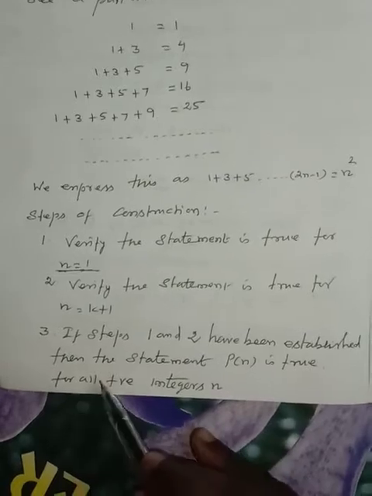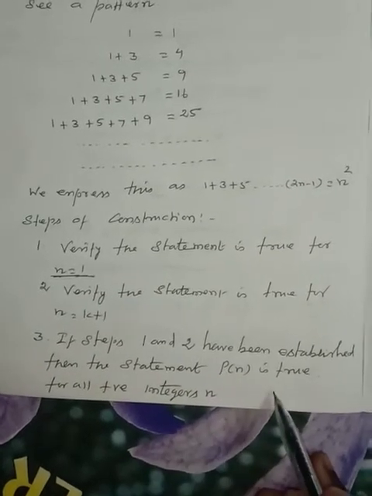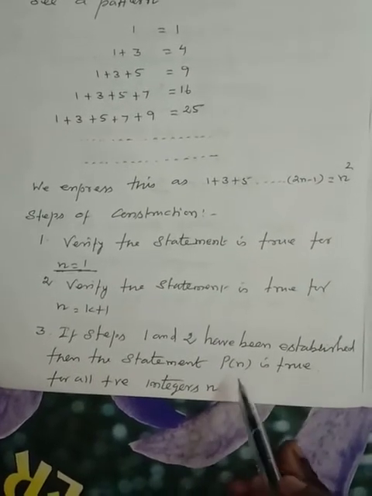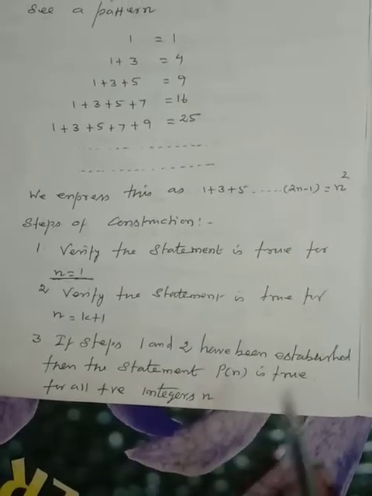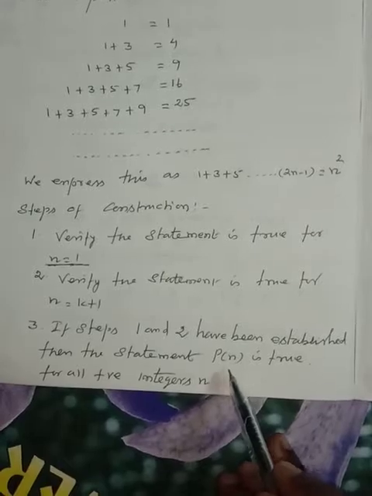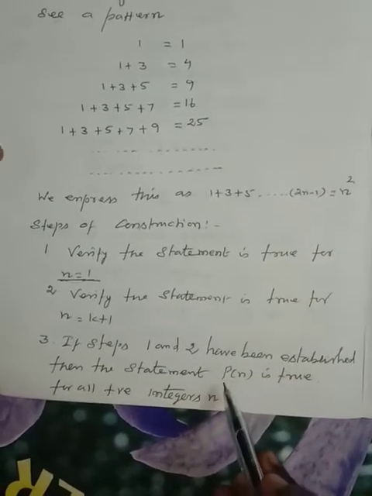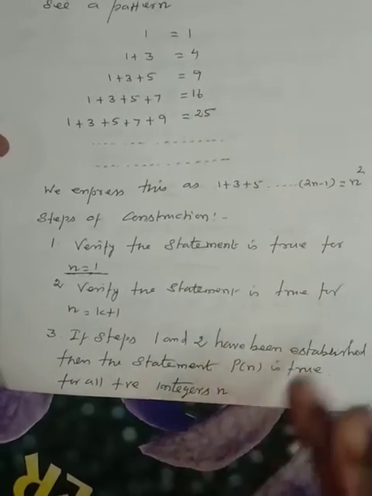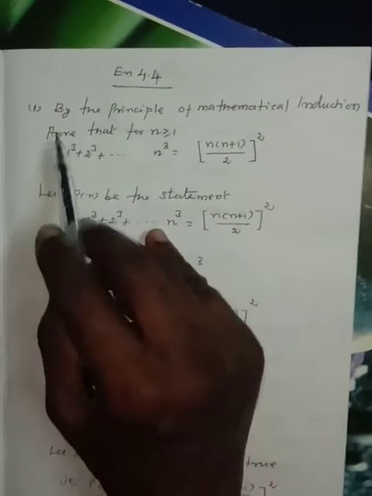First of all, we have to take P of n to be the given statement. Then apply n is equal to 1. First step over. Let us assume that P of k be true. Then prove that P of k plus 1 is true. These are the steps.